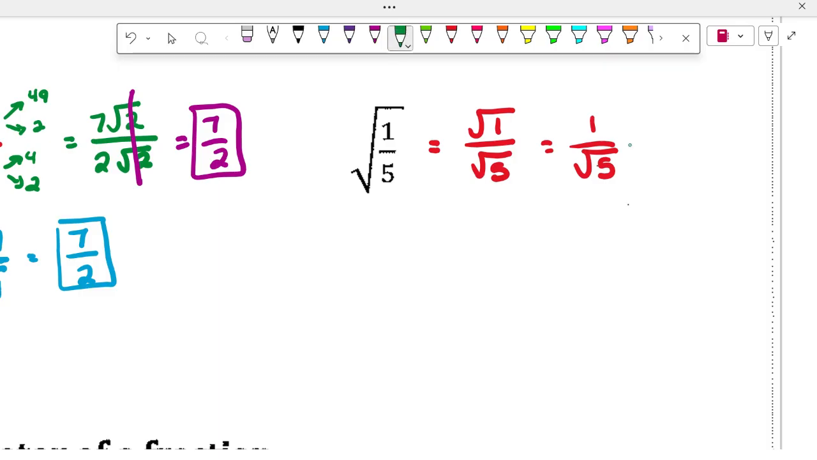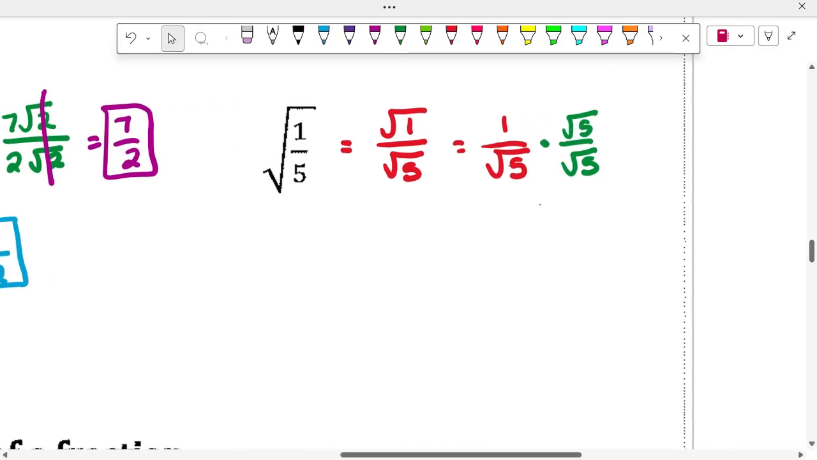Multiply what? Not just the square root of 5. Square root of 5 over the square root of 5. And what's that called? What's this process called when we're trying to get rid of the square root in the denominator? Starts with an R. Rationalizing the denominator. Good. So if I multiply straight across, do not cross multiply.